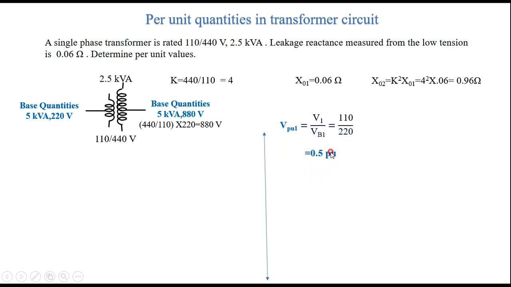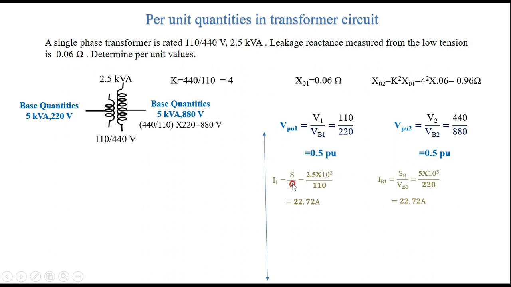Now we look into the per unit value of the primary side. What is the actual value? Actual value is 110. What is the base? 220. 110 divided by 220, that is 0.5 per unit. Then if you are finding out the per unit value of the secondary, Vp per unit 2. What is the actual value of the voltage? It is 440. What is the base value? It is 880. 440 divided by 880, you are getting 0.5.